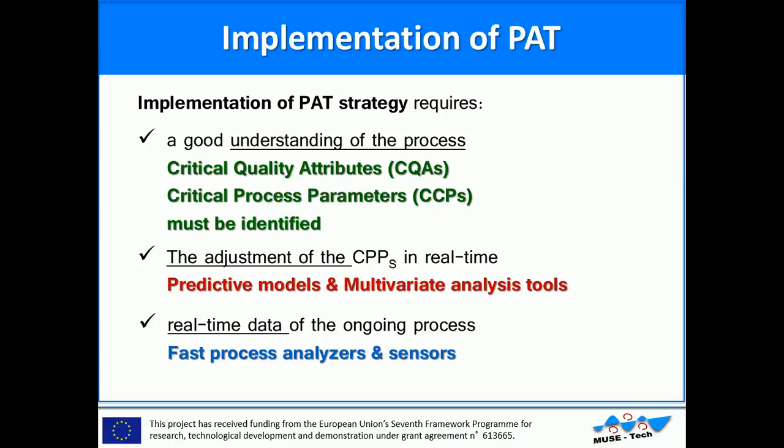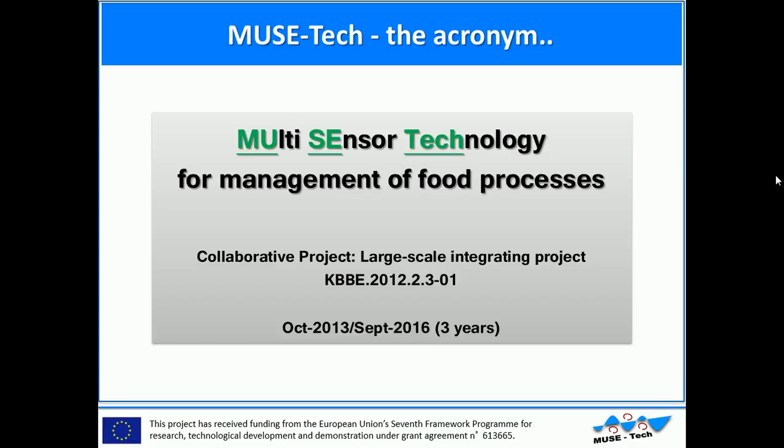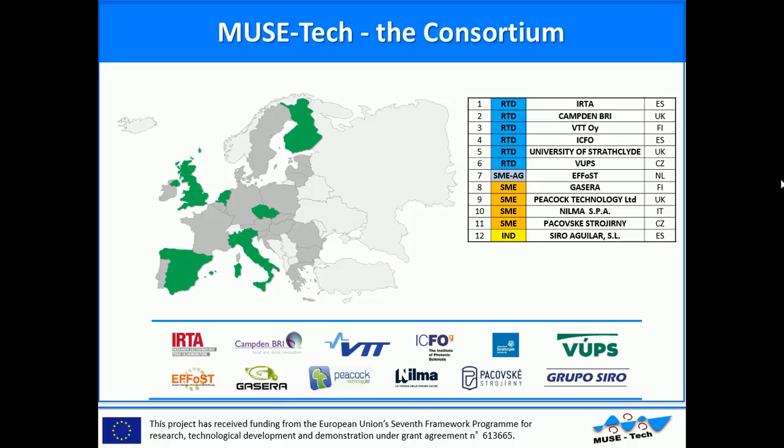And the practical implementation of PAT in the food industry is the focus of the MUSE-Tech project, whose full title is Multi-Sensor Technology for Management of Food Processes. This project is a large-scale collaborative project funded by the European Commission in the framework of the FP7. The project involves 12 partners from 6 European countries, and in the consortium we can find 6 research and technology developers, 4 small-medium enterprises, 1 association, and 1 industrial partner.